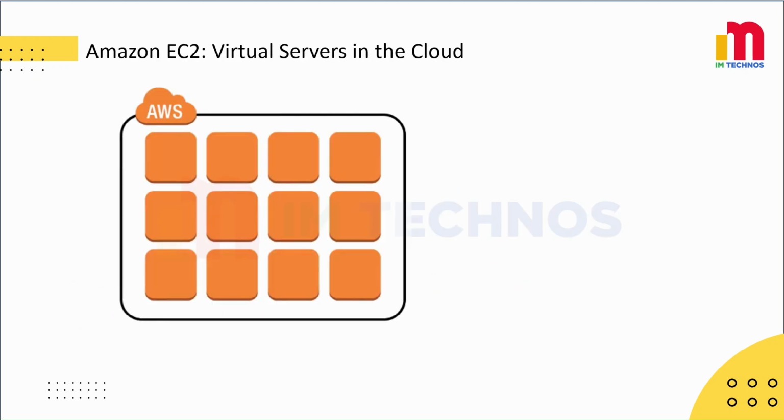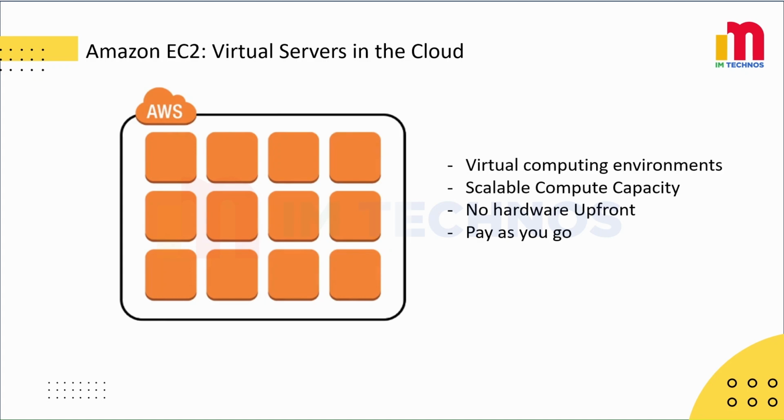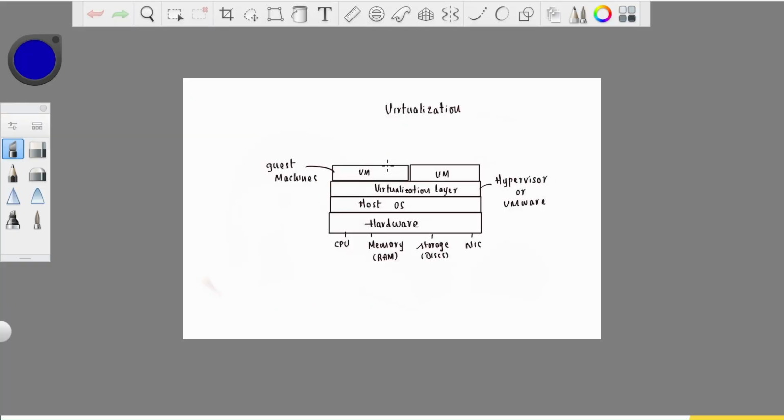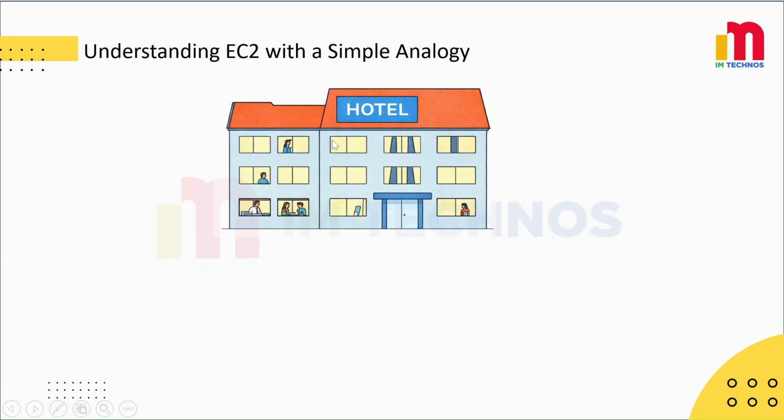But in AWS, we don't usually call them servers. We call them instances. These instances are the virtual computing environments that provide scalable compute capacity. You don't need to buy any hardware upfront, and you only pay for what you use. This is called pay-as-you-go pricing. So this VM you see here, this is exactly what EC2 is. In simple terms, EC2 is just a virtual machine in the cloud. You can launch it in minutes, choose how big or small you want it to be, and start or stop it anytime. Let's understand this with a simple example.